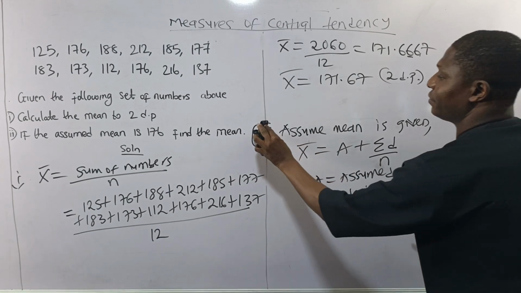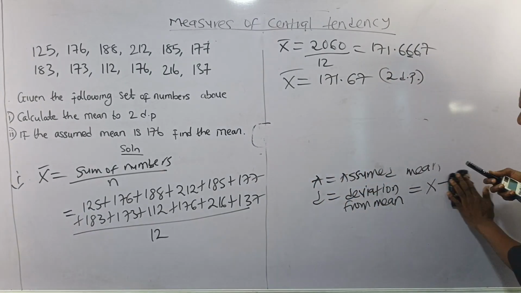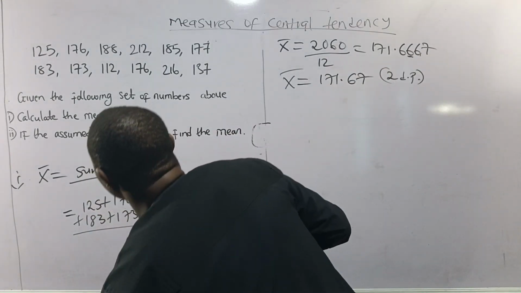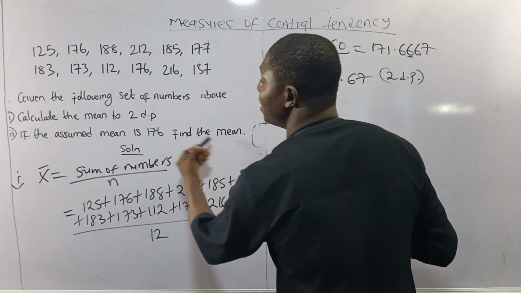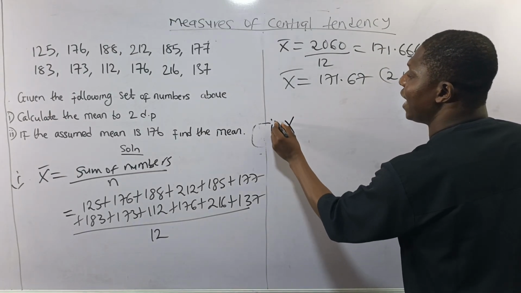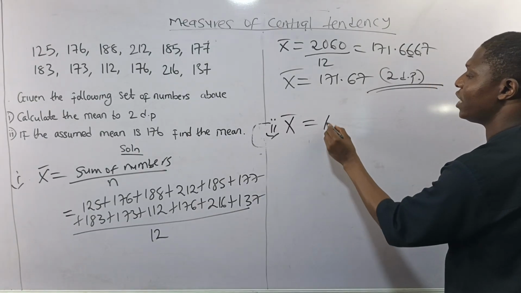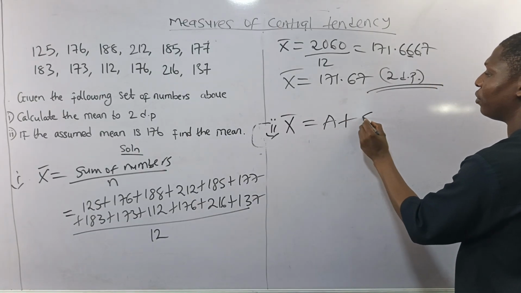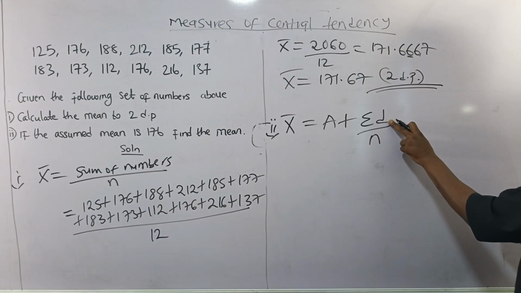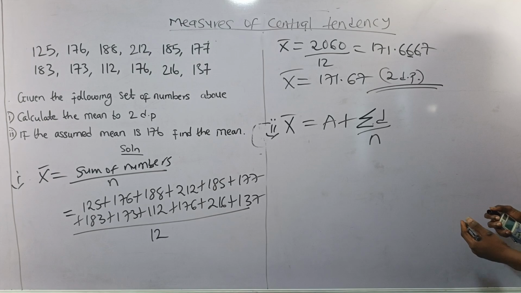Let's see the II. Now the assumed mean is given. Remember, I will define all the parameters here. To get our mean, they say we should find the mean, and the assumed mean is given. Our mean this time, x bar for II, will be equal to A, where A is the assumed mean, plus summation D all over N, where D is our deviation from the mean. And this is sigma, the sum of the deviations.